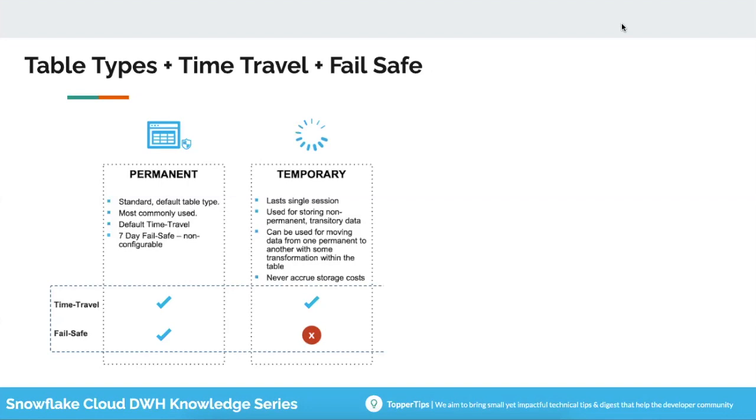Next comes the temporary table. So a temporary table basically lasts a single session. If you are connected with the web UI or through the Python connector, you establish a session, and your temporary table only lasts for that single session. Once you close or terminate the session, the temporary table just disappears. It is used for storing non-permanent and transient data, like when you are performing certain operations and you want to keep it for that session, you can create a temporary table. It can be used for moving data from one permanent table to another with the same transformation within the table. And it does not really have a storage cost.